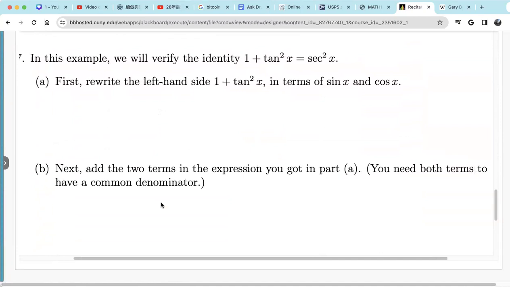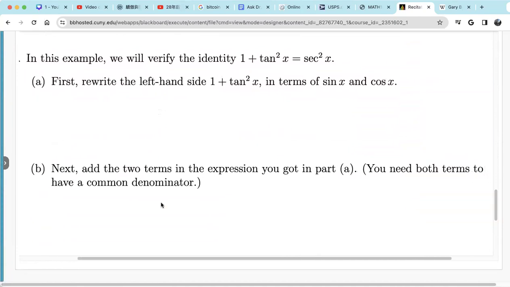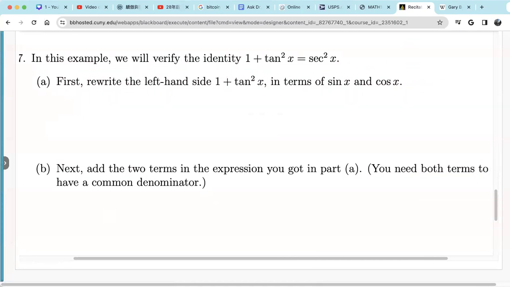Let's see 7. For 7, we want to verify an identity. So we want to verify 1 plus tangent square equals secant square. First rewrite the left-hand side, 1 plus tangent square, in terms of sine and cosine. So let's start with the left-hand side.